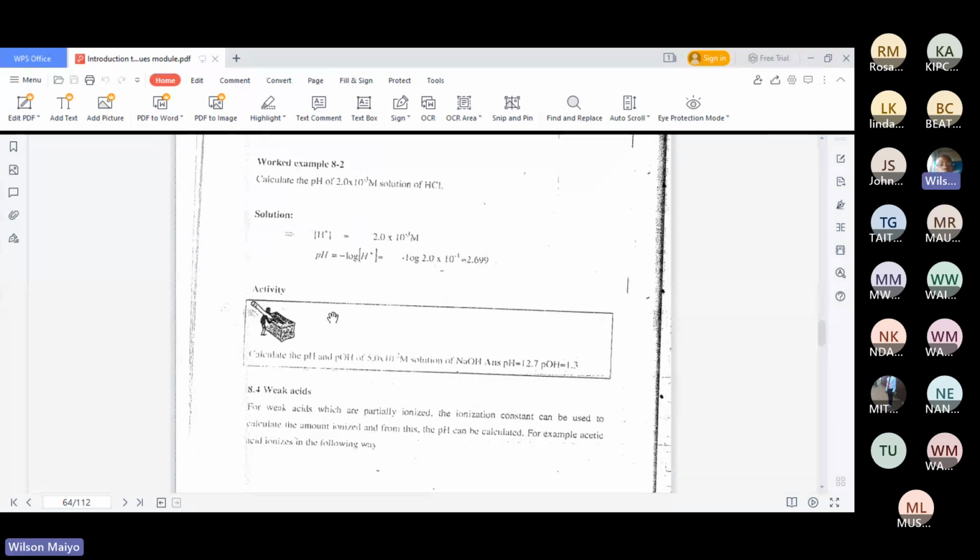Now, for strong acids, it is known that strong acids will dissociate in solution completely. Same for strong bases, they dissociate completely. For acids, it produces hydrogen ions. For bases, they produce hydroxide ions. But weak acids dissociate to a small extent. So the pH for strong acids is straightforward. Once you know the concentration of the hydrogen ions, you can get the pH.